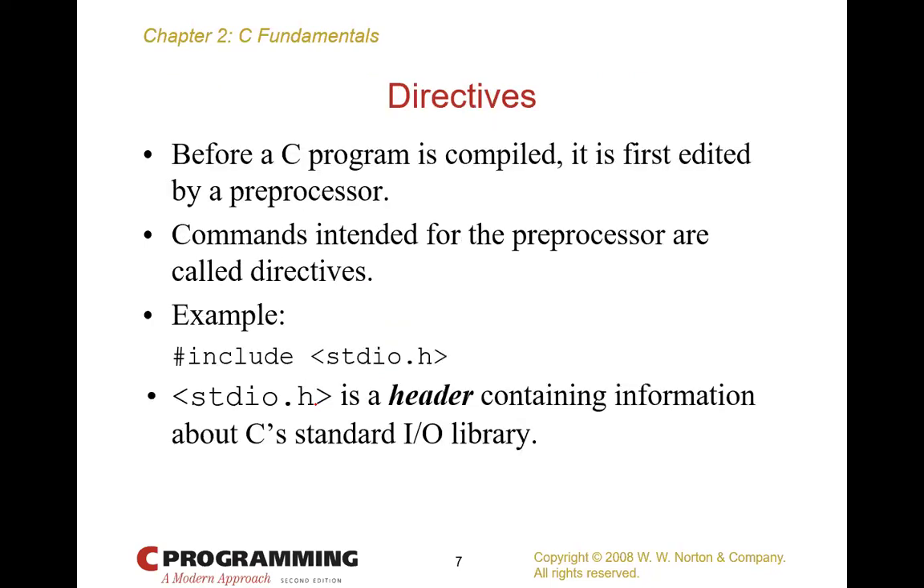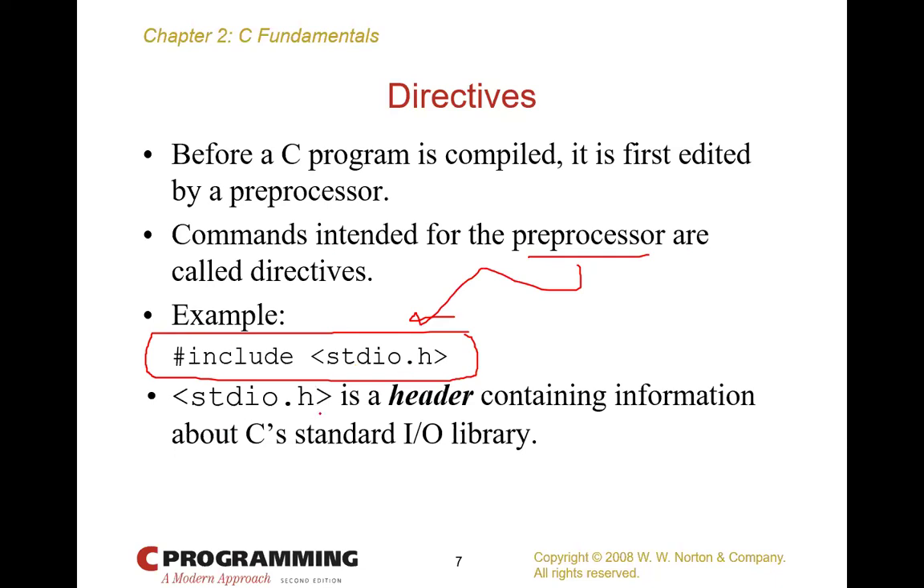Before a C program is compiled, it is first edited by a preprocessor. Commands intended for the preprocessor are called directives. So these are directives. We already talked about them. And we said the first stage in compilation is preprocessing. So the preprocessor comes and looks at these and finds the file called stdio.h to add to our code.